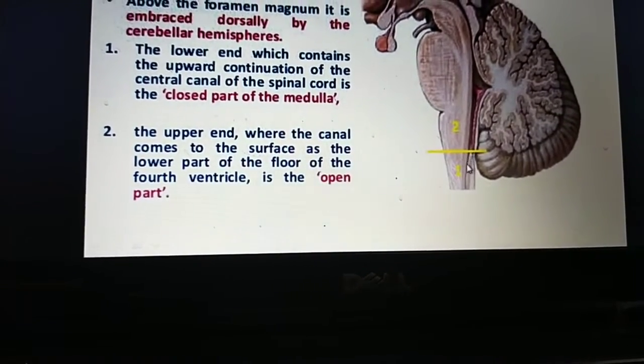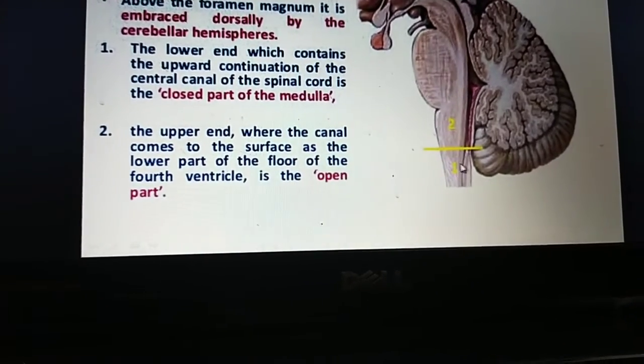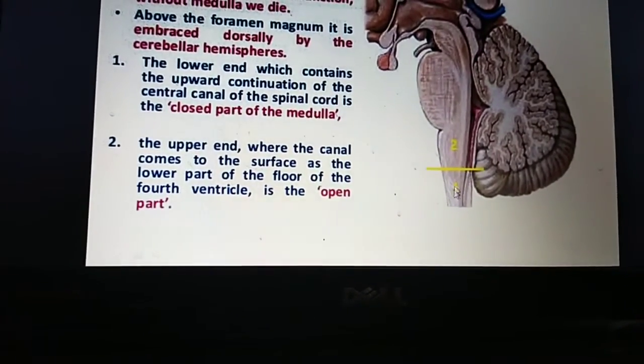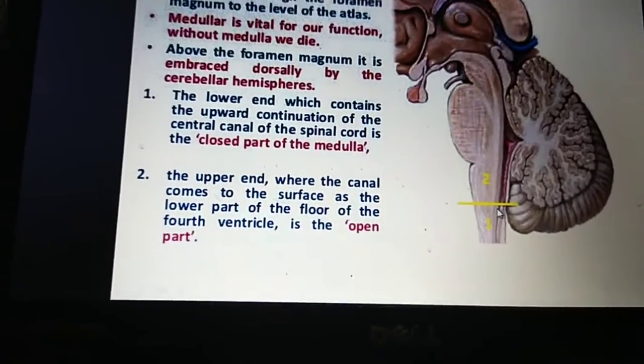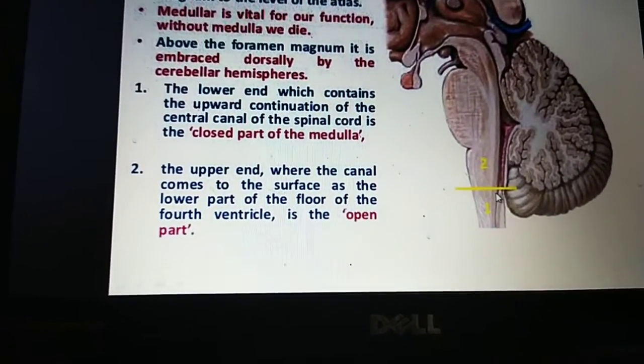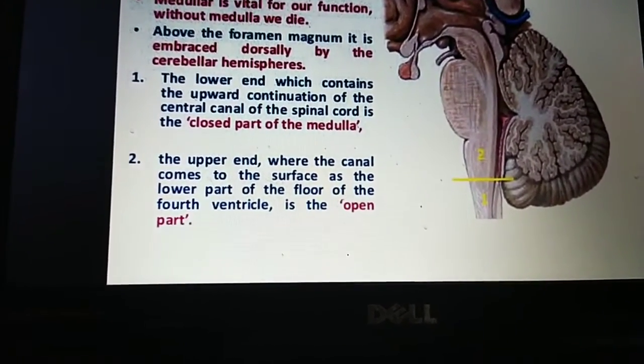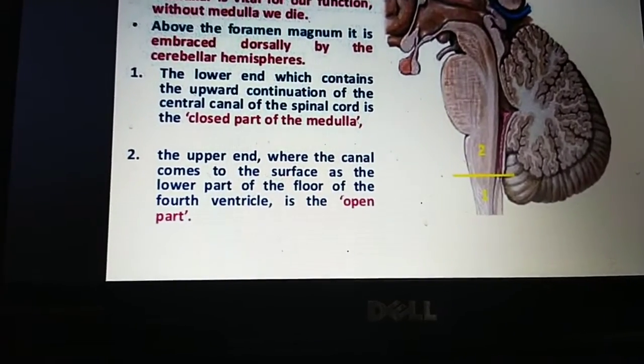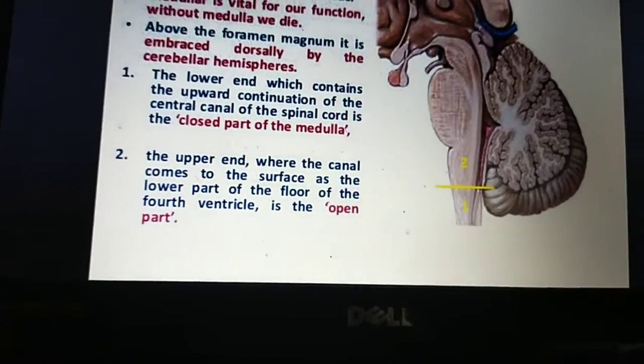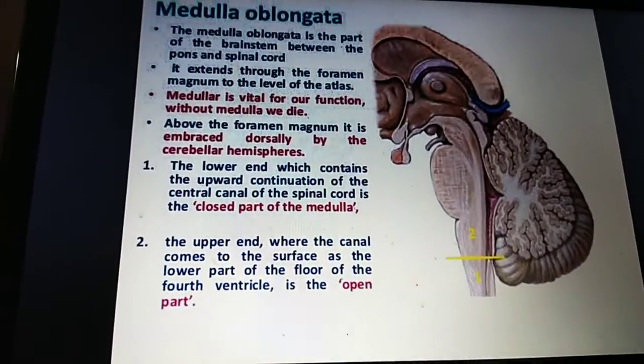And here it is a central canal. It looks closed. That's why it is called the closed part of the medulla oblongata. Okay, the upper end is where the canal comes to the surface as the lower part of the floor of the fourth ventricle. That's why it is the open part of the medulla oblongata.